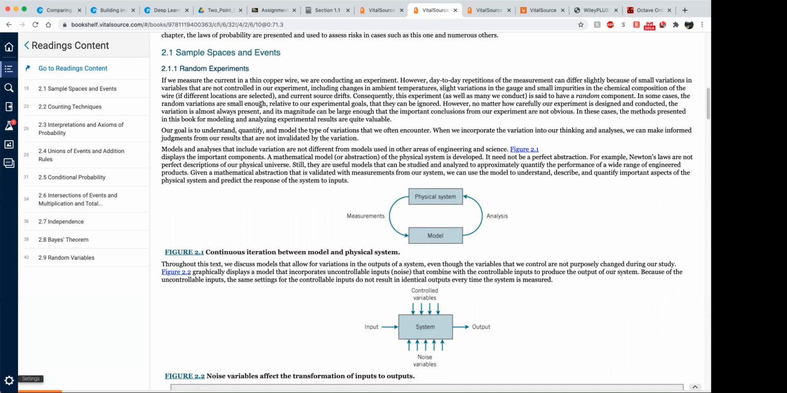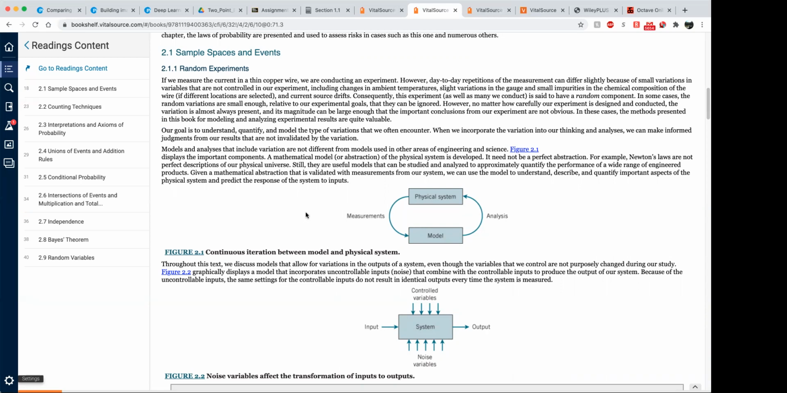In some cases, the random variations are small enough relative to our experimental goals that they can be ignored. However, no matter how carefully our experiment is designed and conducted, the variation is almost always present, and its magnitude can be large enough that the important conclusions from our experiment are not obvious. In these cases, the methods presented in this book for modeling and analyzing experimental results are quite valuable.